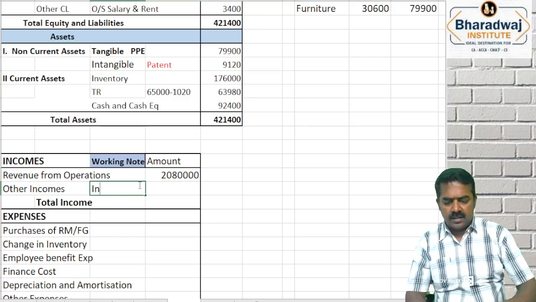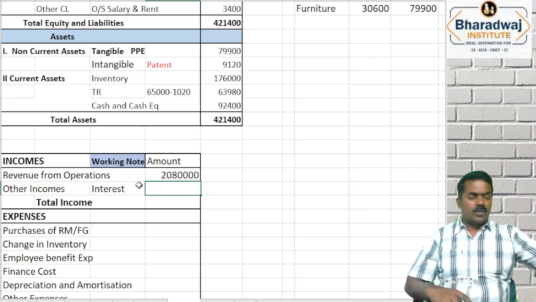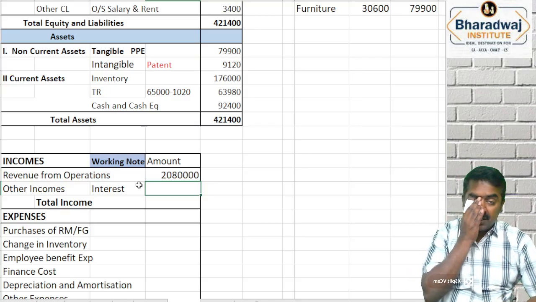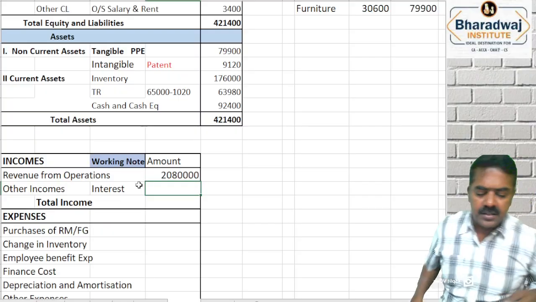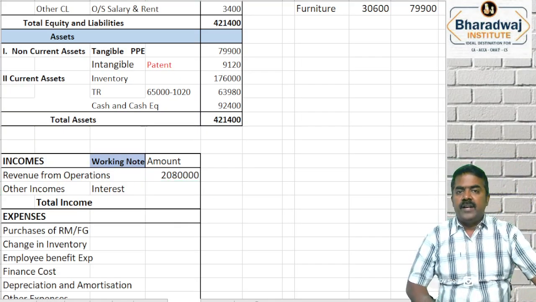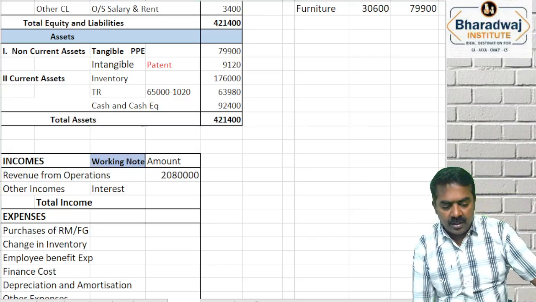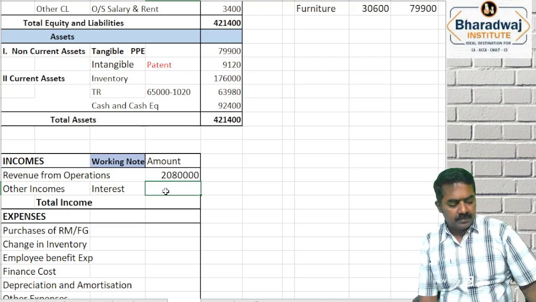Credit side interest income. Don't add accrued interest and all. Accrued interest is given in the trial balance. It's already adjusted. When an item appears in the trial balance, it means the journal entry has already been passed and ledger posting has been done, so no need of making any adjustment. So, how much is the interest on investments? 48,000.